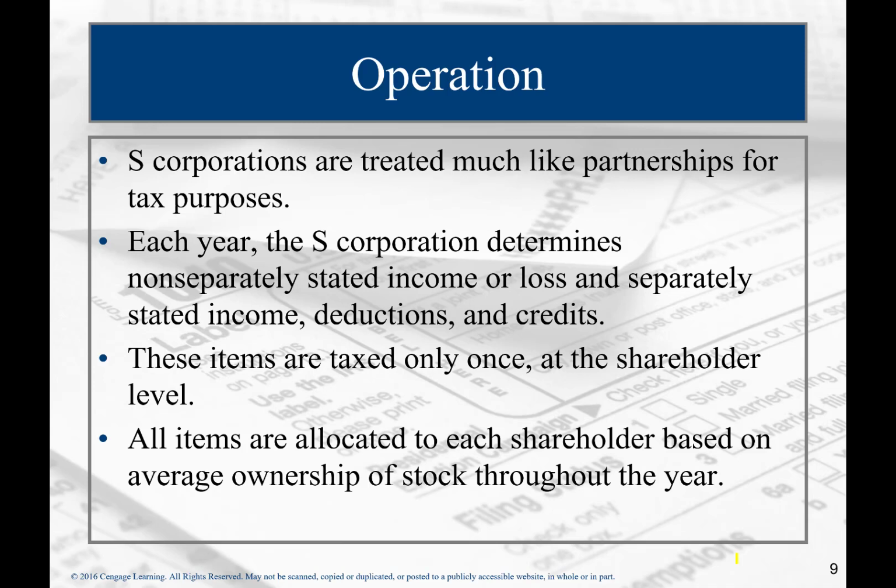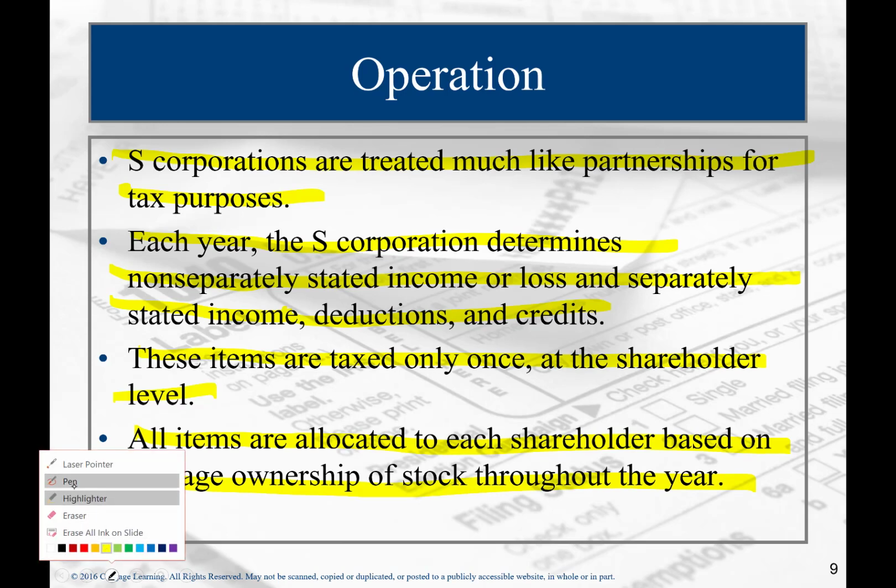It is very, very similar to the operation of a partnership in that each year the S corporation will determine non-separately stated income or loss and separate income items, just like we did for the partnerships. Now, these items are taxed only once at the shareholder level. So the non-separate and the separate items get pushed down to the shareholders, and they are taxed at the shareholder level.